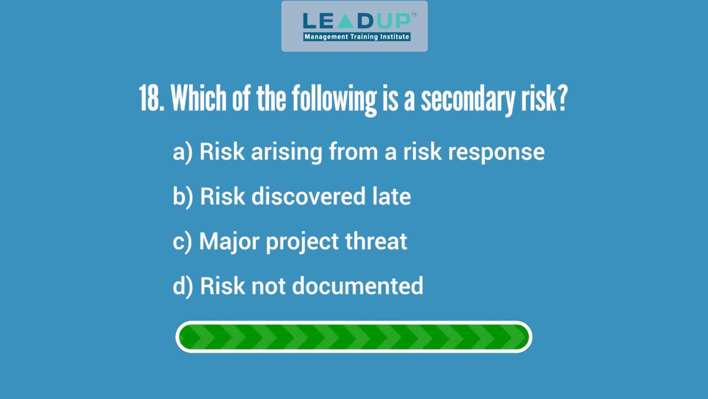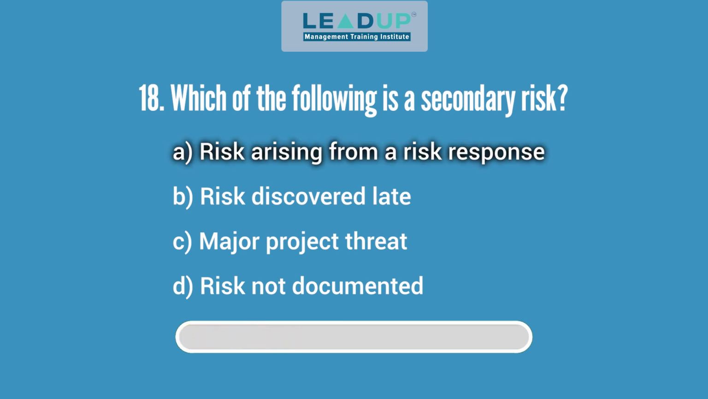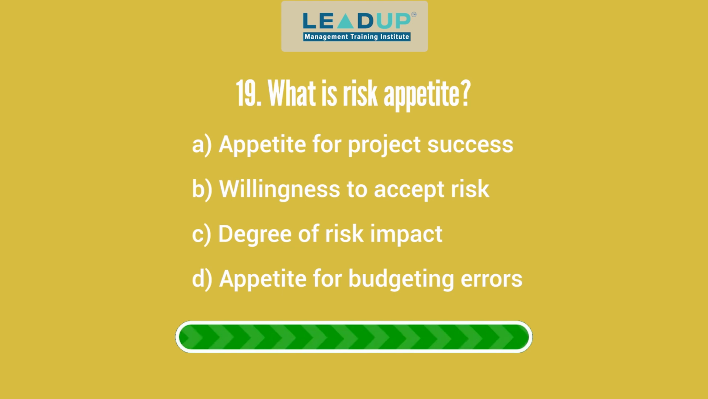A. Risk arising from a risk response, B. Risk discovered late, C. Major project threat, and D. Risk not documented. Answer: Risk arising from a risk response. Question 19. What is risk appetite?